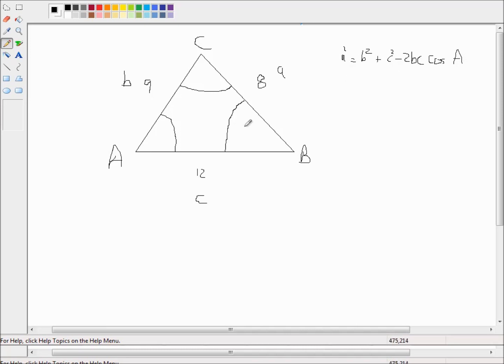Now this time we're looking for the angle, so what we can do is try and get cos A on its own. So one way we can do that is to take the B squared and the C squared over the equals, so we're effectively subtracting B squared and C squared. So this is A squared minus B squared minus C squared is equal to negative 2BC cos A.